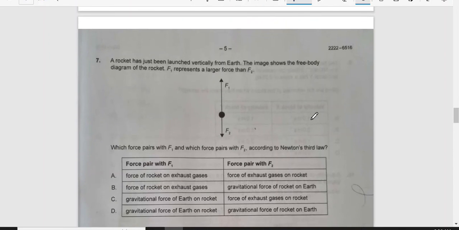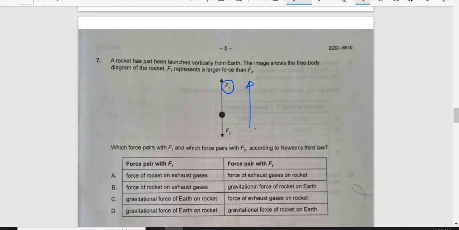Okay, number 7, you have a rocket. The rocket has just been launched vertically from Earth. So the direction of motion is in the vertical direction, y direction, up. The image shows a free body diagram of the rocket. You have F1 and F2, and F1 is a larger force than F2.